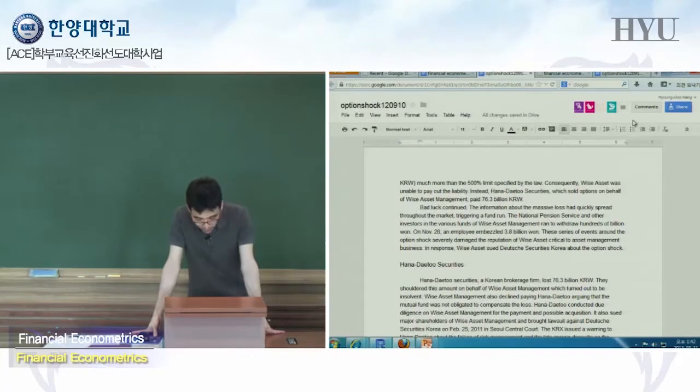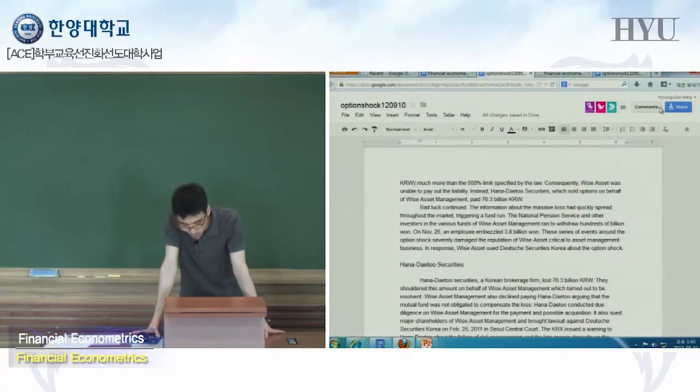On November 26th, an employee embezzled 3.8 billion won. This series of events around the option shock severely damaged the reputation of the YG Asset, which is critical to the asset management business. In response, YG Asset sued the securities firm in Korea about the option shock.